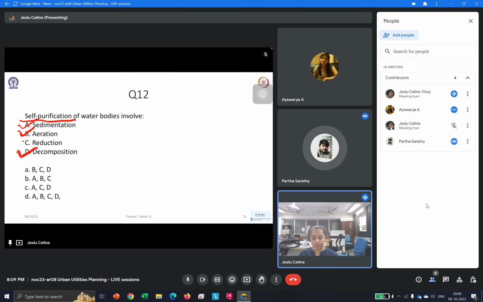So we saw, ma'am, in the previous one, reduction is also there everywhere. But the other one we said that reduction is not a main one because oxidation was the main element and that was not there in the option where reduction was given. So that was a catch in the previous question. But all of them are involved.